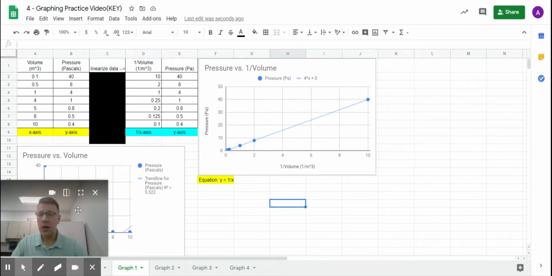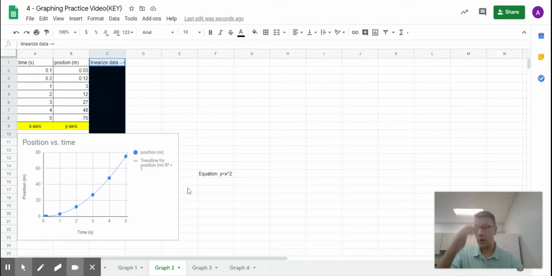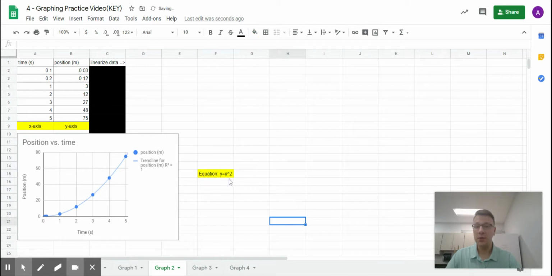Okay, so moving my face cam back over here real quick so you can see we took this hyperbola right here, and then we changed it into a linear graph by graphing it using the equation for a hyperbola. Okay, so we're going to do the same thing for all the other ones that are curved. We'll go to graph 2 here. Okay, now the equation for a parabola is y equals x squared. So over here, instead of doing just the x-axis, you're going to do the x-axis squared.